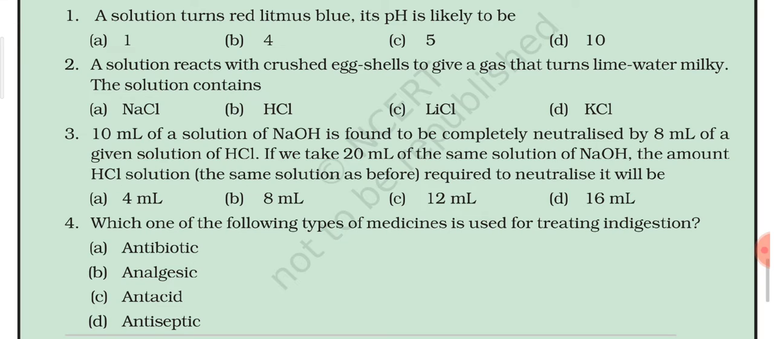Question number 4 is, which one of the following types of medicines is used for treating indigestion? Option A, antibiotic, option B, analgesic, option C, anti-acid, and option D, antiseptic. So we have already discussed this topic, that for the treatment of indigestion, which is said to be a condition of acidity, anti-acid is required.